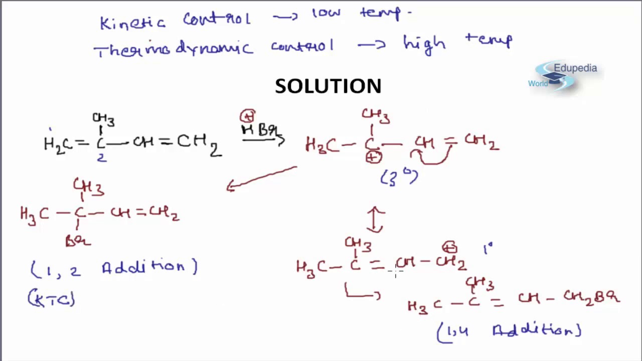Okay, and if you look at the product from this carbocation, the product is more stable because it is a more substituted alkene. This alkene has one methyl group here, one methyl group here, so obviously it has more alpha hydrogen. So this product is more stable. So this is the thermodynamically controlled product.